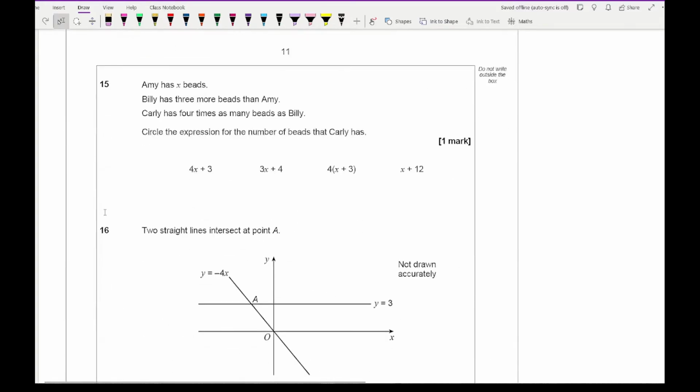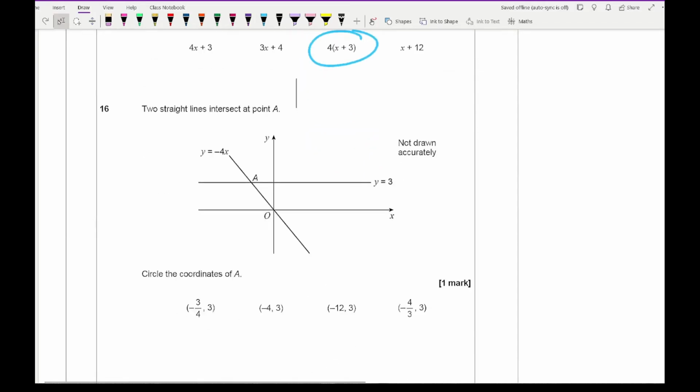So then moving on to question 15, it says Amy has x beads, Billy has 3 more beads than Amy, Carly has 4 times as many beads as Billy. Circle the expression for the number of beads that Carly has. So for this, we know that for Billy, if he's got 3 more than Amy, then he's going to have x plus 3. Then if Carly's got 4 times the amount of Billy, that's going to be 4 lots of x plus 3. So that expression unexpanded is going to be our third option.